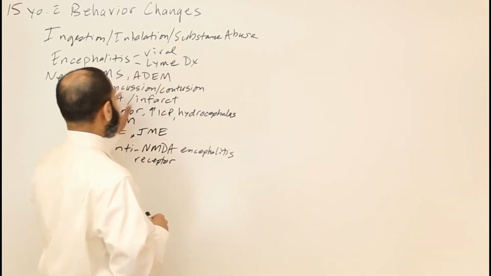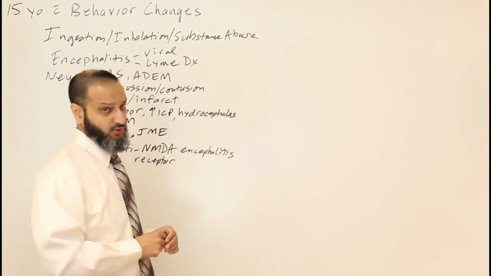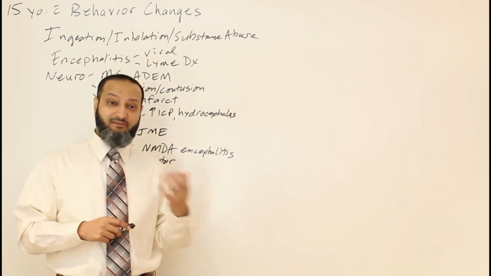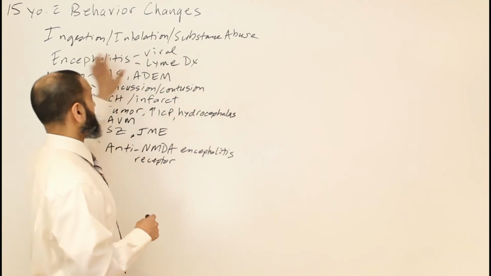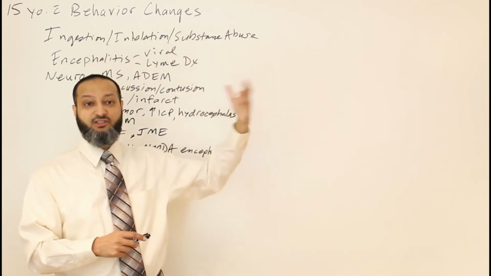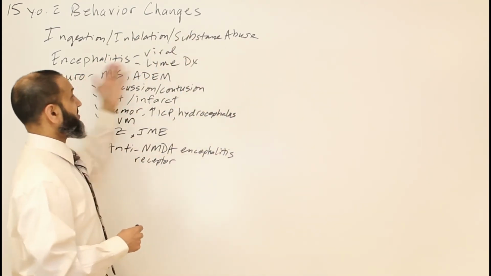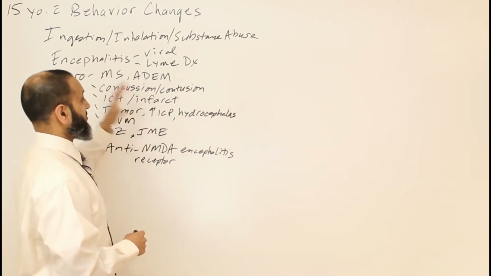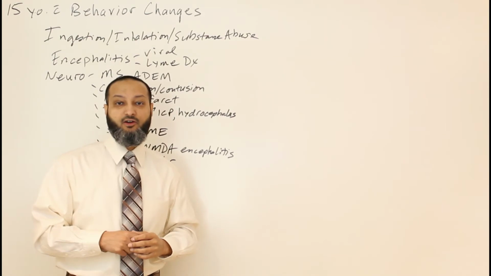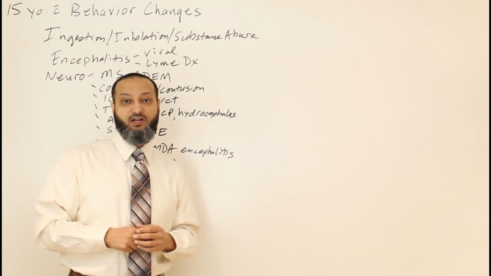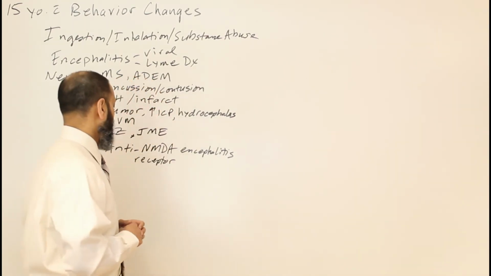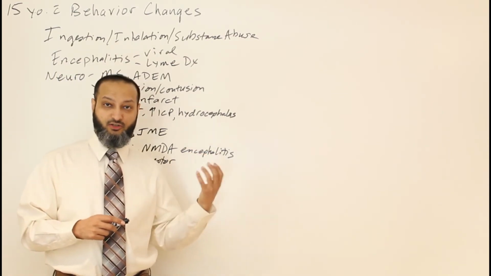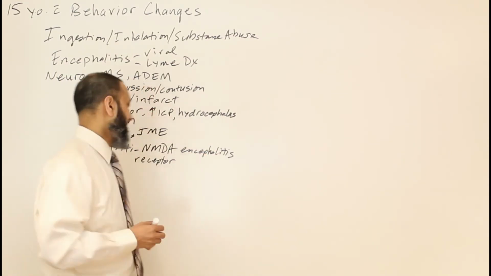So I think these are some of the things that you have to consider initially when a child about 15 years of age comes in with behavior changes. One of the early things is going to be some sort of ingestion, substance abuse, inhalation, things like that. Then other infectious causes like encephalitis. Then other causes of encephalitis or other neurologic type of processes are also something to consider in this age group. Then there are other processes that you should start to think about and consider as well.